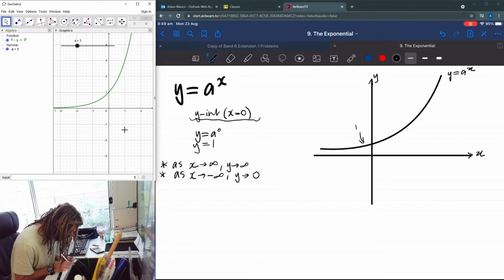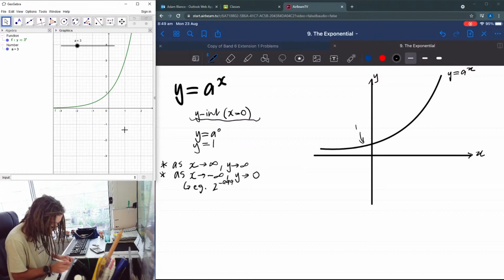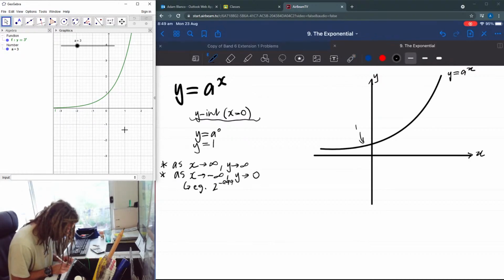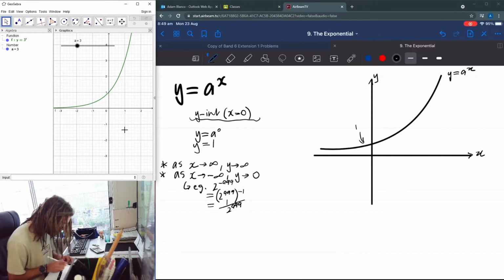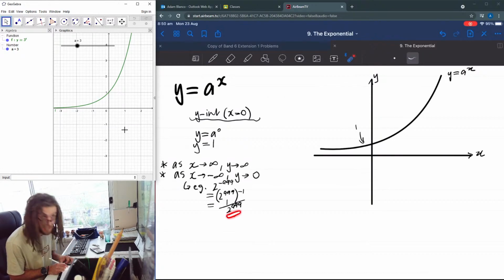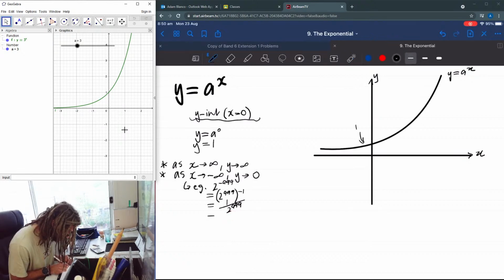So let's go with an example: 2 to the power of negative 999. What is that the same as? When I've got a negative power, isn't that the same as 2 to the power of 999, to the power of minus 1? Which is the same as 1 over 2 to the power of 999. And if you have a denominator of a fraction that is massive, you might as well just call it 0. So that's not exactly equal, but it's approximately equal to 0.